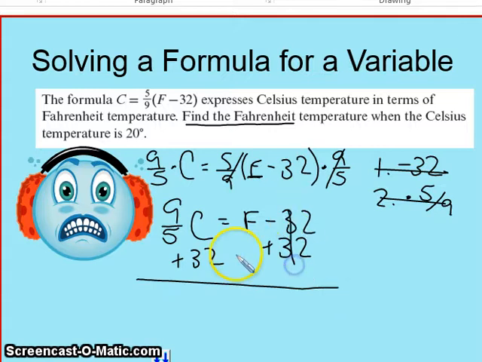Okay, so these cancel, and on one side I'm just left with F equals. Now here, 9/5 times C and 32 are not like terms. I cannot combine them, so I can just write them as 9/5 C plus 32. Now this is an equation that I can use if I have Celsius to find Fahrenheit.